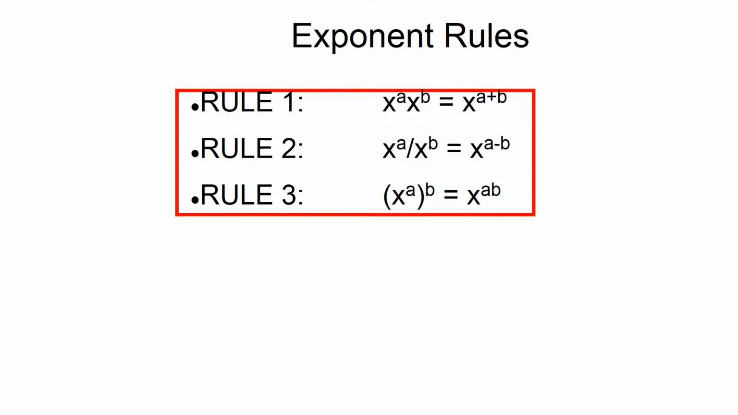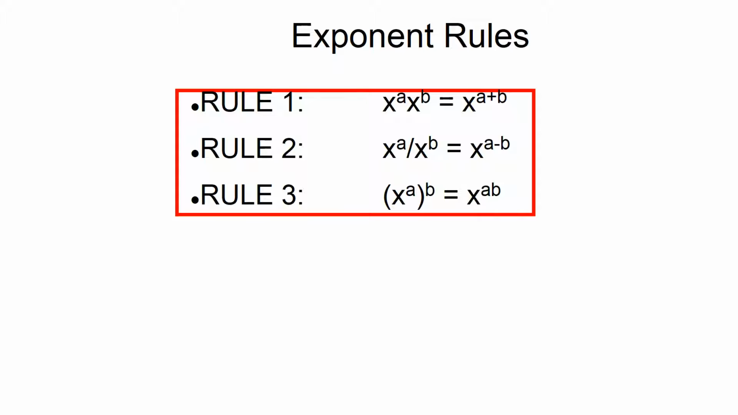As long as the variable at the bottom is the same, you just add the exponents together. So that would be x to the power of 7. We can go through that with x as 10, which would be 10 squared times 10 to the power of 5, and that would equal 10 to the 7.